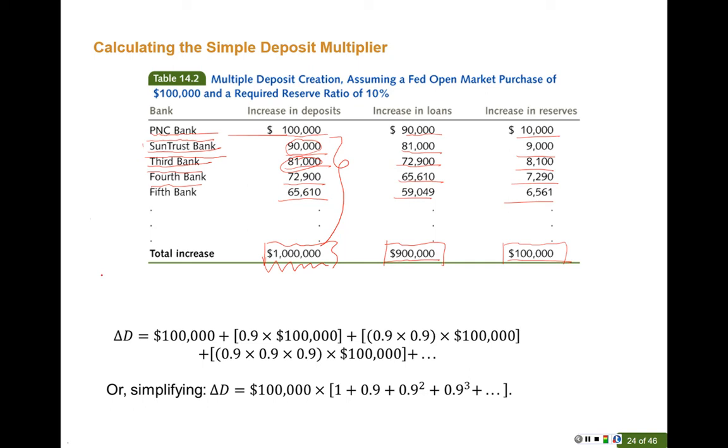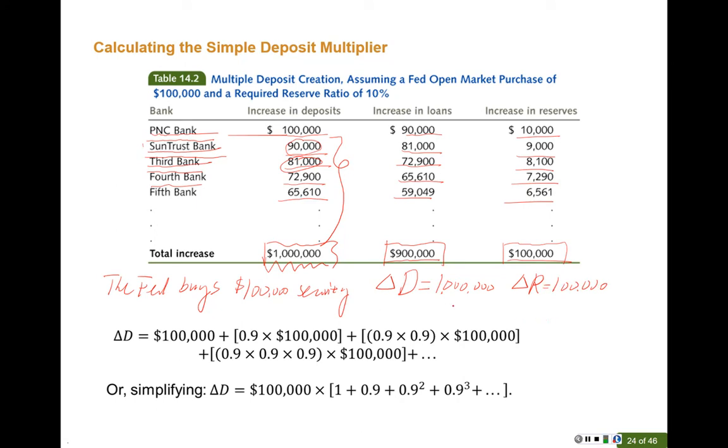And do you remember what this story started from? This story started from the Fed buying $100,000 of securities in the open market. And eventually it created $1 million of deposits in the banking system. It created $100,000 of reserves in the banking system. So the change of the deposit here for the whole banking system is $1 million. The change of the reserve here is $100,000 in the whole banking system.